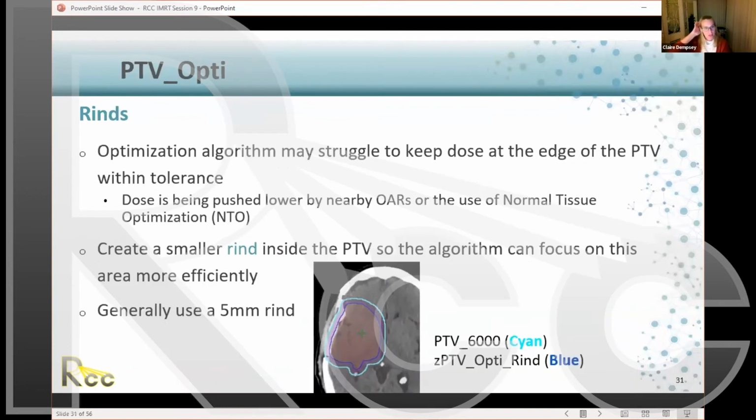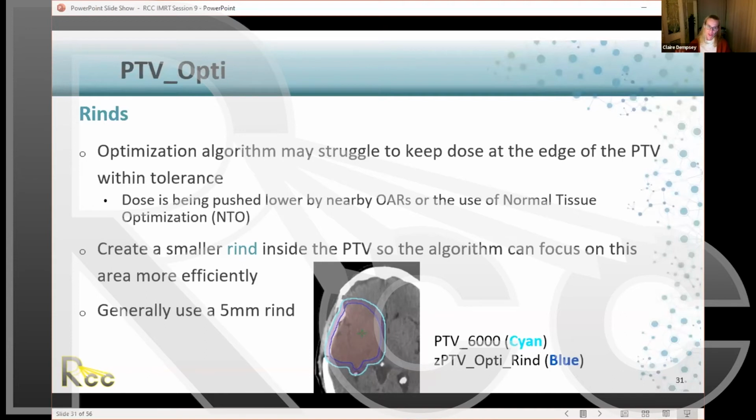The next one we're going to look at are rinds. Sometimes the optimization algorithm can struggle to keep the dose at the edge of the PTV within tolerance. This could be because you've got nearby organs at risk, you've got low doses, you've put dose constraints on, or you've got a normal tissue optimization. I don't know if NTO has been covered in any previous lectures. I'm pretty sure all planning systems have it. It might be called something different.